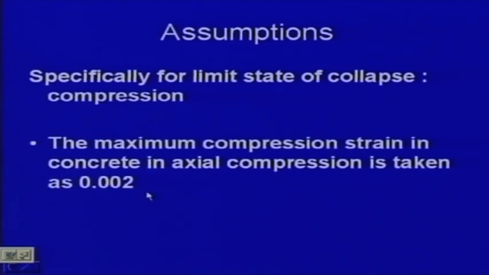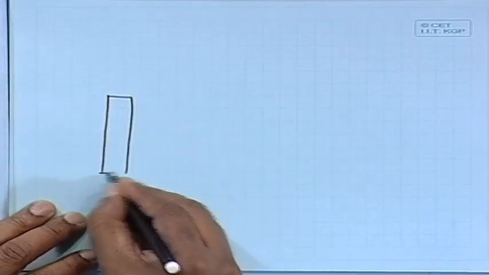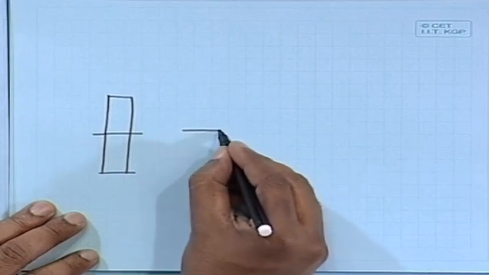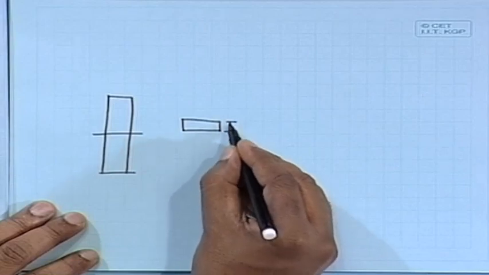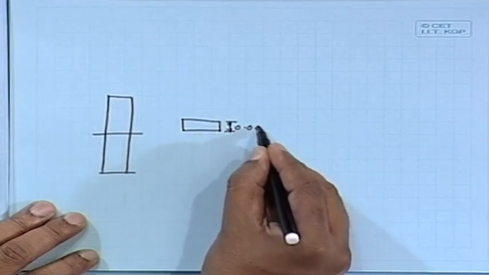That means, we are talking that 0.0035, that limiting strain, is from the bending point of view. For beam or slab we are taking 0.0035, okay. But here for direct compression we shall take 0.002, okay. So, we shall take 0.002, that means, if there is a column here, if you take a cross section, then we can have the strain 0.002, that is strain.